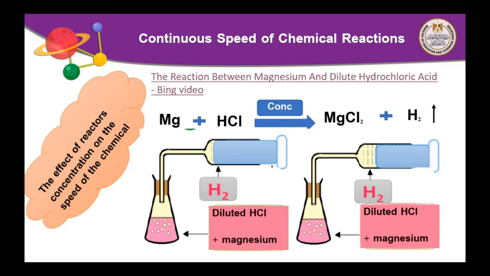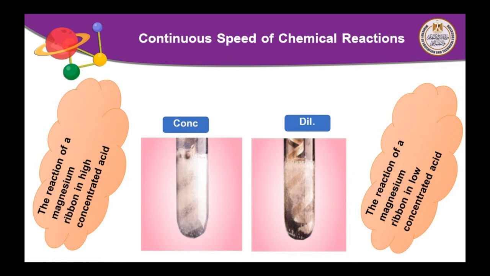This means that after, for example, 1 minute, the amount of hydrogen gas produced in this case is greater than the amount of hydrogen produced in the first case. Pay attention with me. In front of you, tubes. One of them contains concentrated hydrochloric acid, which is concentrated. This means that the number of molecules of hydrochloric acid increases.